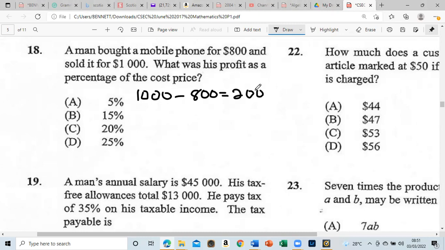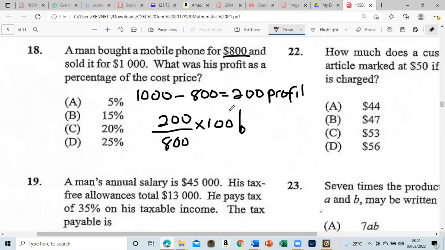And then it says, what was the profit as a percentage of the cost price? So this is the profit, 200, and the cost price was 800. All right, now we read that times 100%, because remember, we're trying to find the percentage. These cancel, so it's a quarter. So that's 25%.